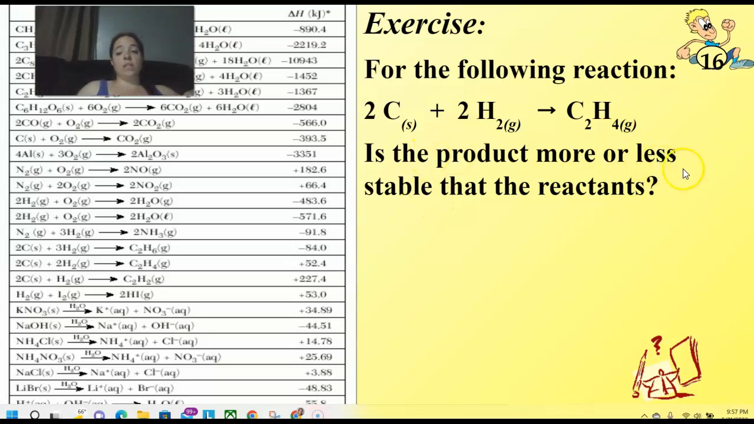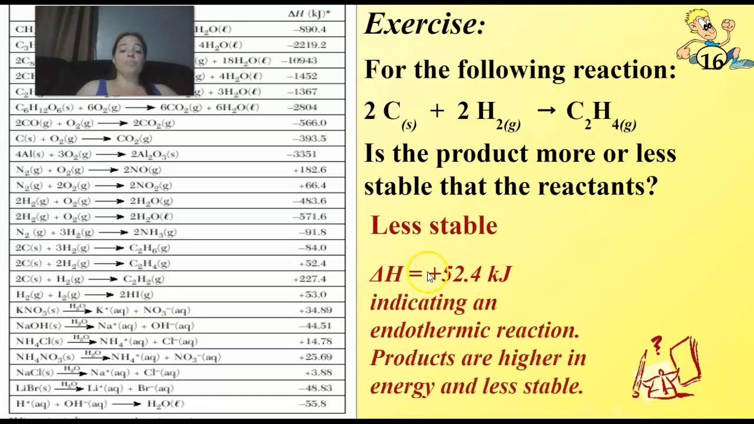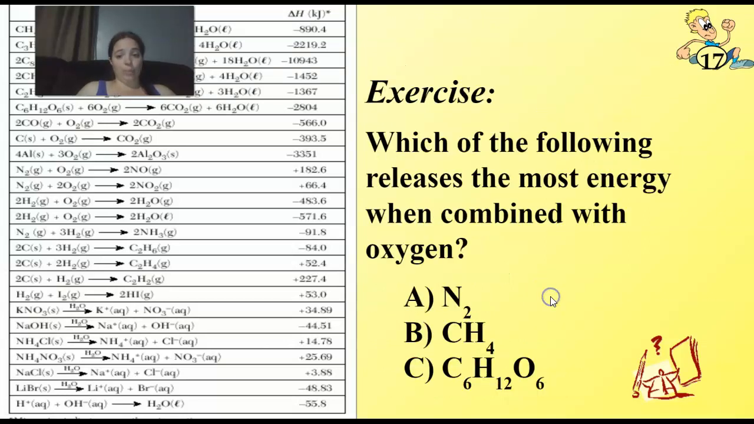Is the product more or less stable than the reactants? The reactants are here. Here's the products. So let's see, what is C2H4? Right here. And it is positive, meaning it's endothermic, which means that we're starting down here and ending up here in our phase diagram. It's less stable. Heat of reaction is positive, indicating endothermic. Products are higher energy and less stable.